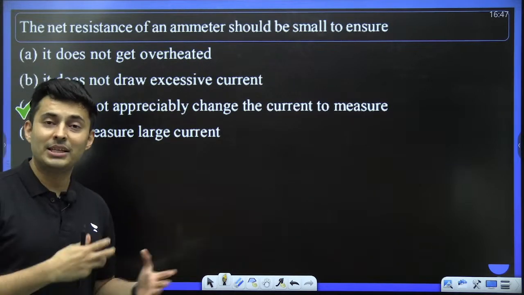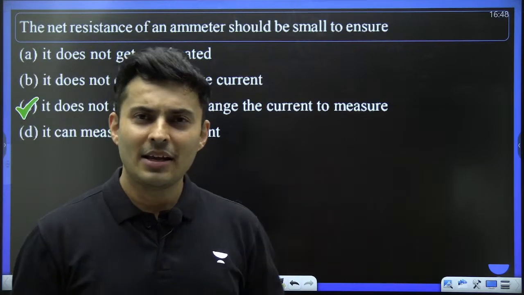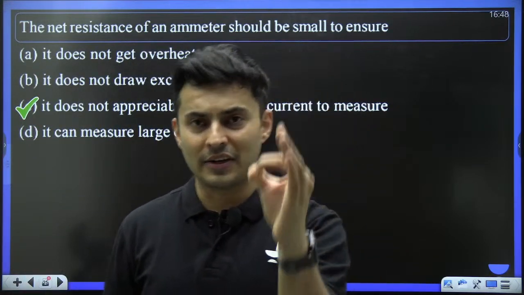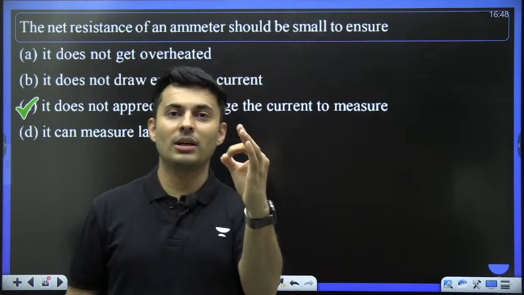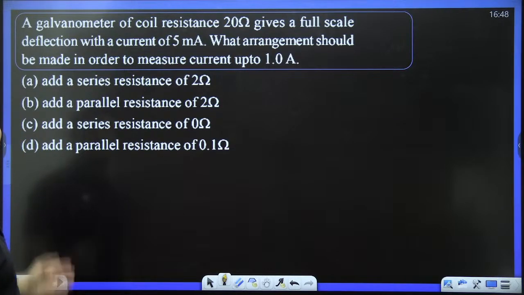So be very careful. These kinds of statement based questions do come. If you have analyzed the last few years' papers, these kinds of conceptual, tricky, theoretical questions do come in the NEET examination, right? Moving on to the next one on your screen.